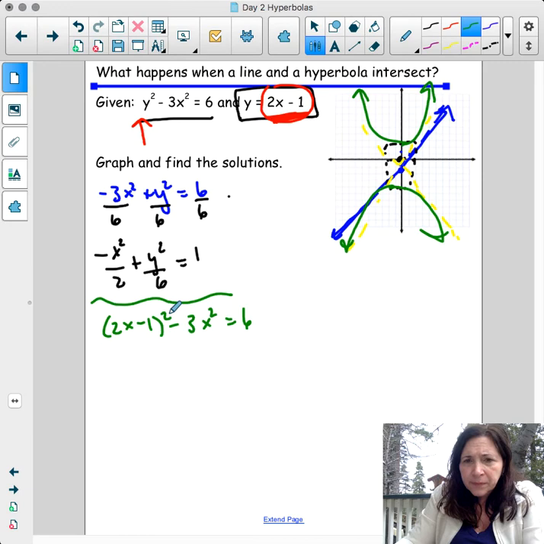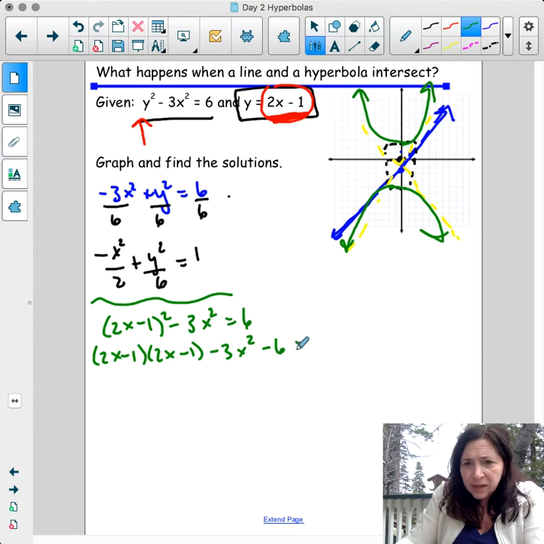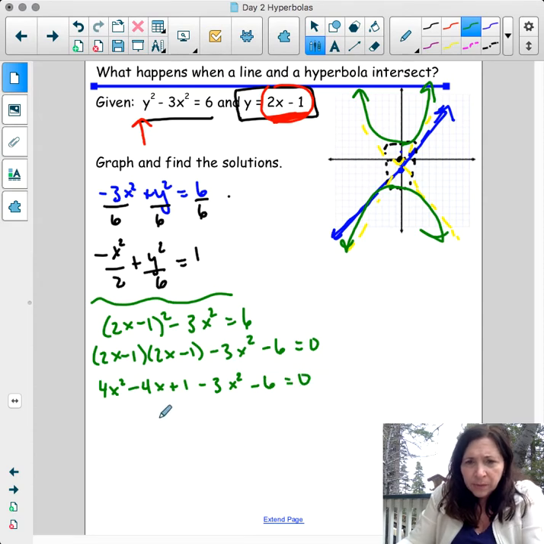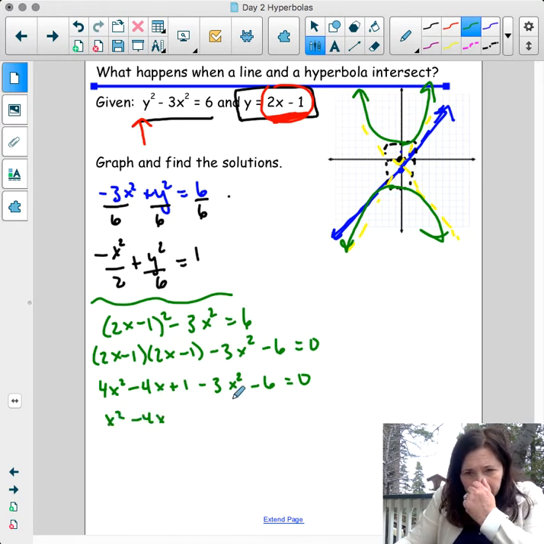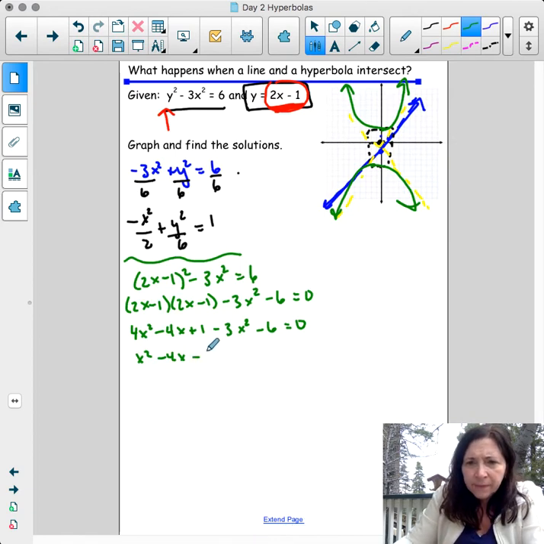We're going to multiply that out. So that's (2x minus 1) times (2x minus 1) minus 3x squared. I'm going to subtract 6 and set it equal to 0. It is quadratic, so you do want to set it equal to 0. You're going to get 4x squared minus 2x, which is minus 4x. Negative 1 times negative 1 is plus 1. We have a minus 3x squared, and we have a minus 6 equals 0. So combining my x squared terms, it looks like I have 1x squared minus 4x, and then 1 minus 6 is negative 5, and that equals 0.